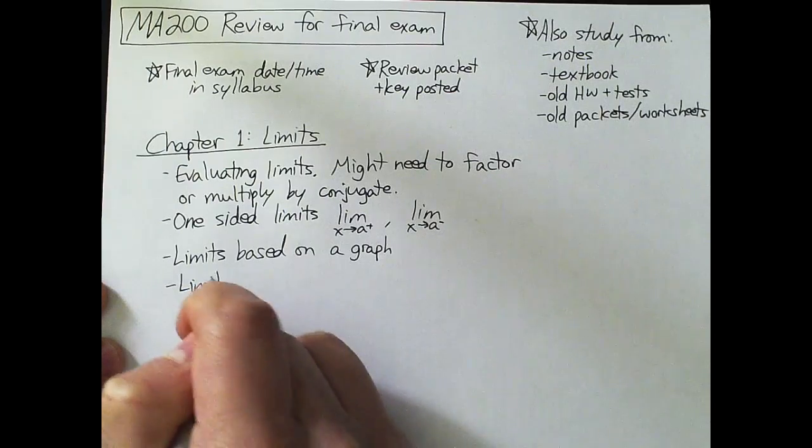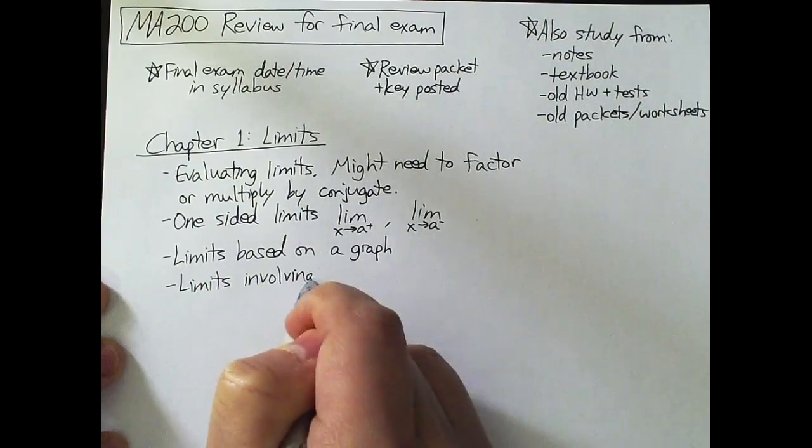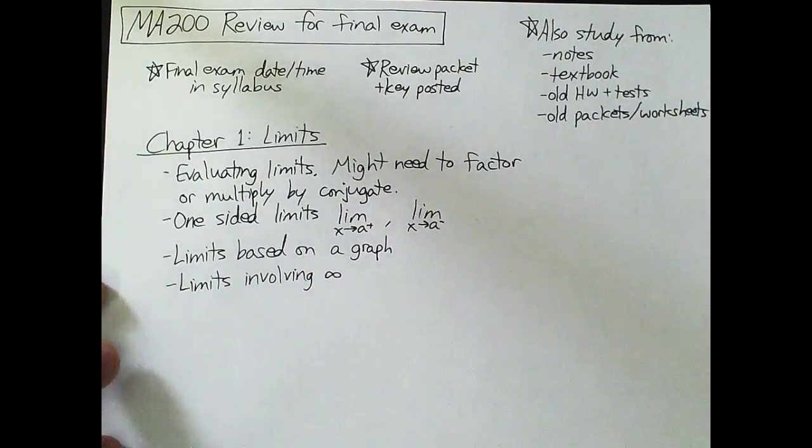We had a section on limits involving infinity. And that section discussed asymptotes, right? Because as x goes to infinity, or f of x goes to infinity or negative infinity, we call those situations asymptotes.